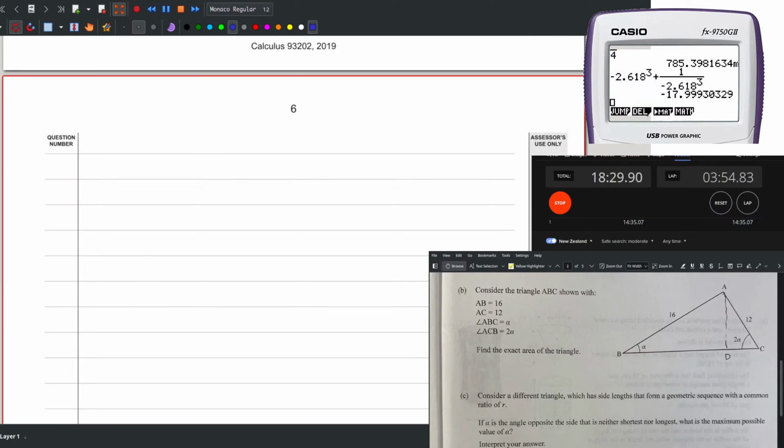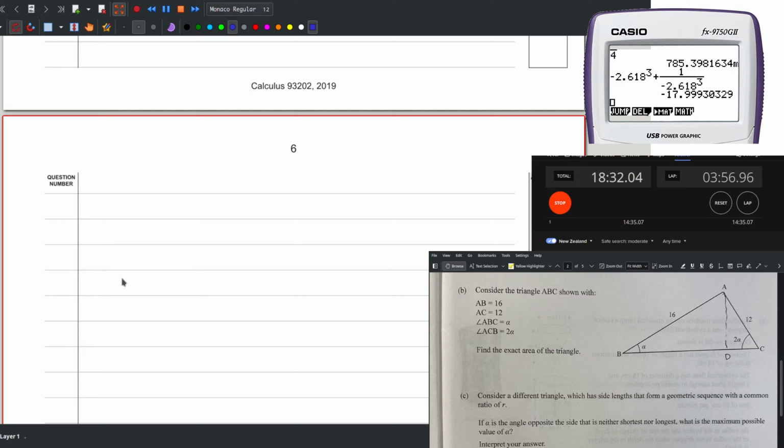Alright, 2b. Consider the triangle ABC shown. Okay. Find the exact area of this triangle. Right. Geo problem.